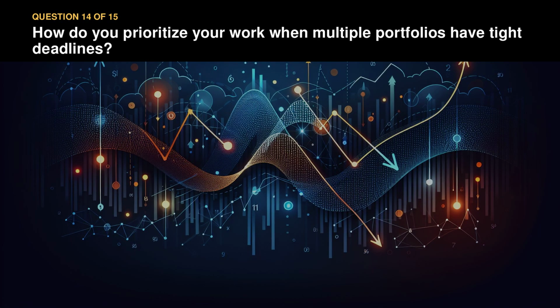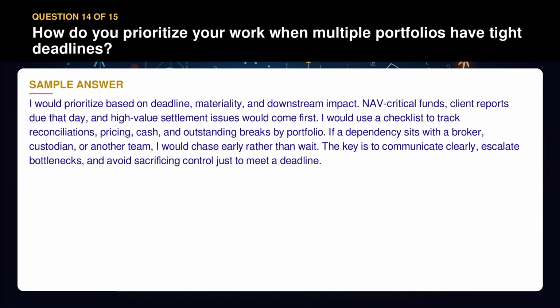Question 14. How do you prioritize your work when multiple portfolios have tight deadlines? I would prioritize based on deadline, materiality, and downstream impact. NAV-critical funds, client reports due that day, and high-value settlement issues would come first. I would use a checklist to track reconciliations, pricing, cash, and outstanding breaks by portfolio. If a dependency sits with a broker, custodian, or another team, I would chase early rather than wait. The key is to communicate clearly, escalate bottlenecks, and avoid sacrificing control just to meet a deadline.